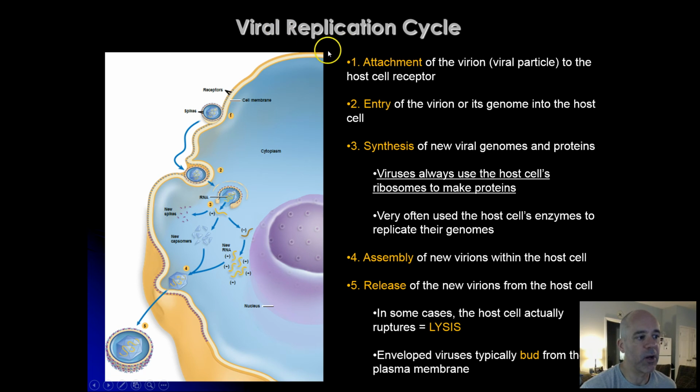All viruses have to go through these 5 steps in order to replicate themselves. The first one we were just talking about, that's attachment. So the virus over here, number 1 in this diagram from your textbook, the virus is going to have to attach to its receptor on the surface of the cell. Then you're going to have entry. And viruses differ in how they enter.